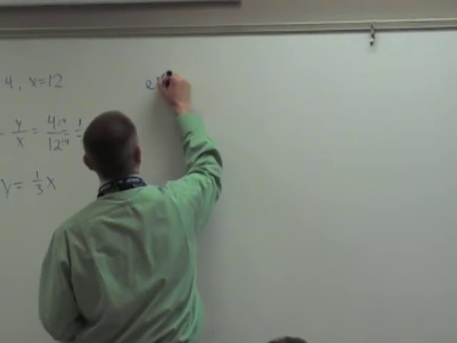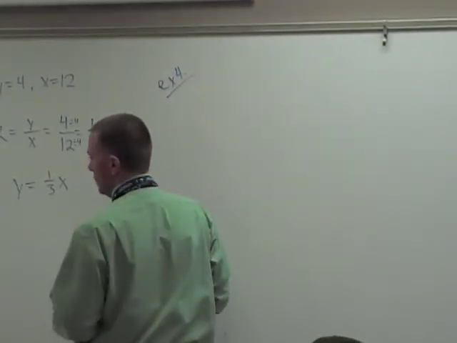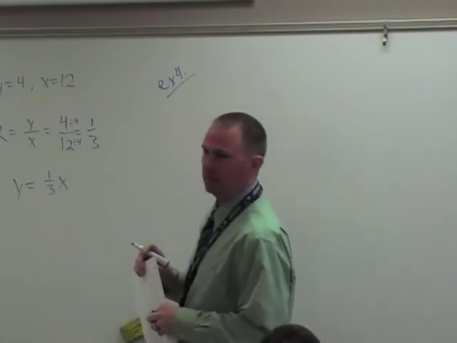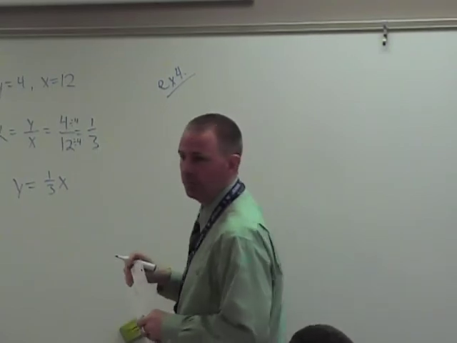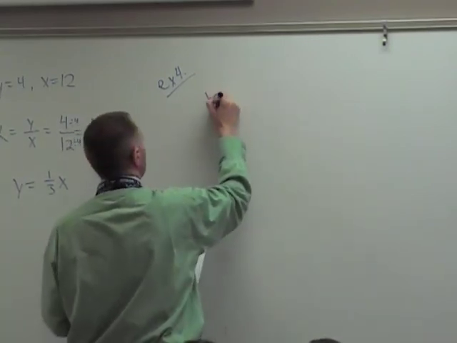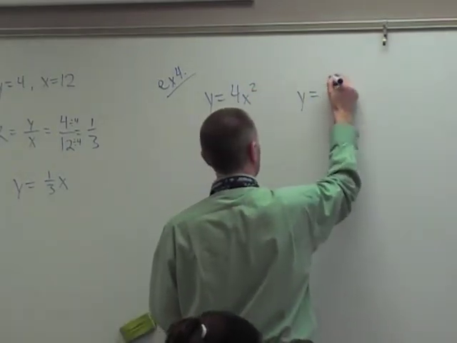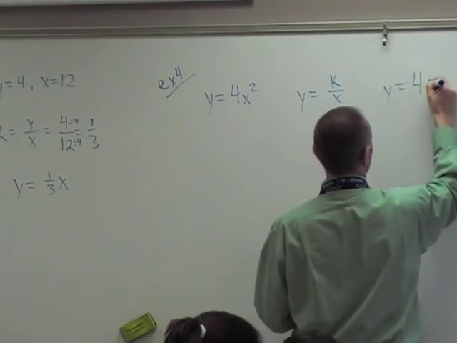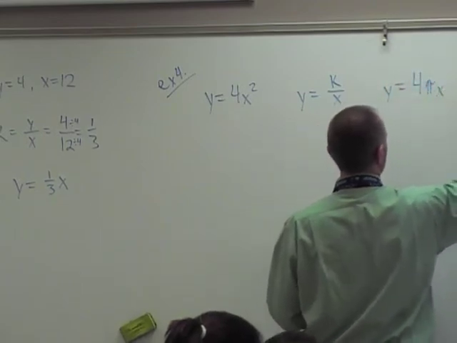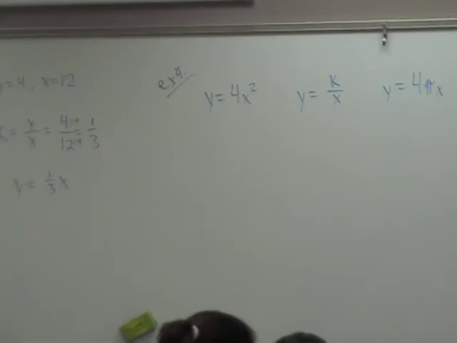All right. Now, example 4. I'm going to give you 4 equations. You write down all of them and then write yes or no underneath the ones that are in direct variation form. So identify which ones are in direct variation form. Write all of them down.